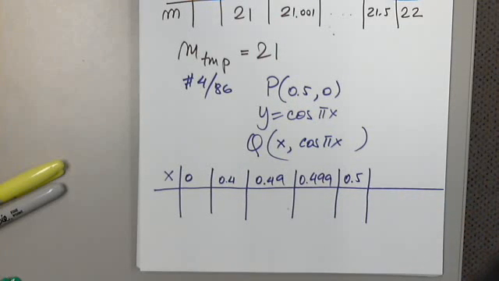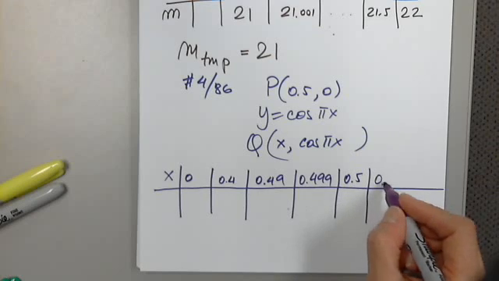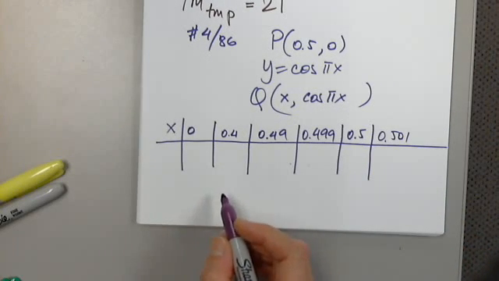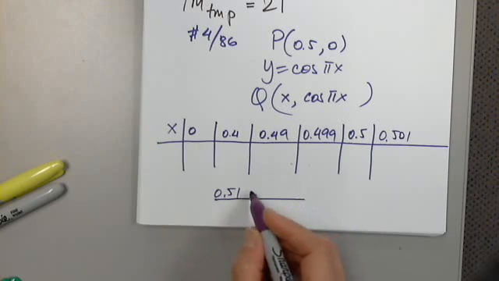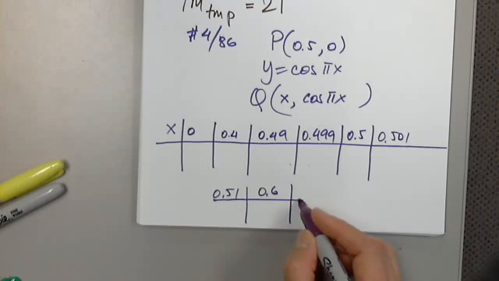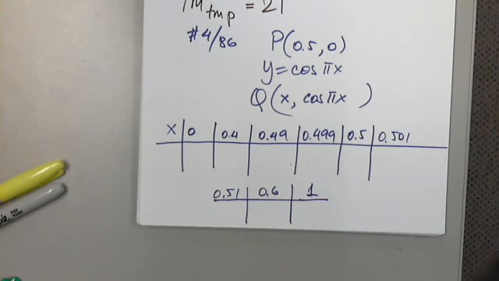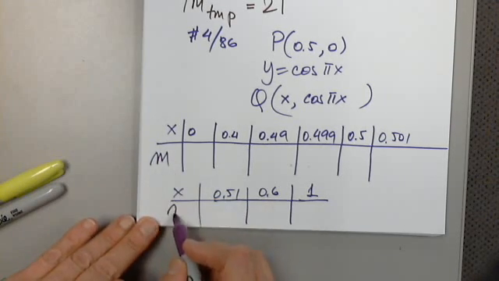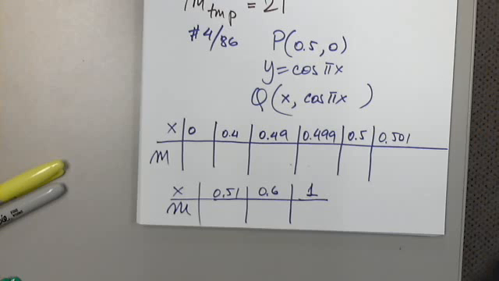The next is 0.501. I ran out of room, so I'm going to continue underneath. The next one is 0.51. The next 0.6. And the next one. Okay, ready?